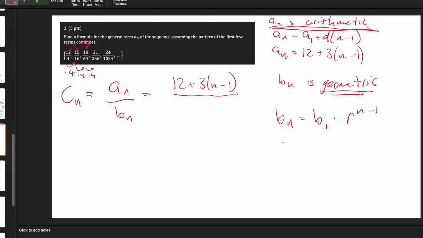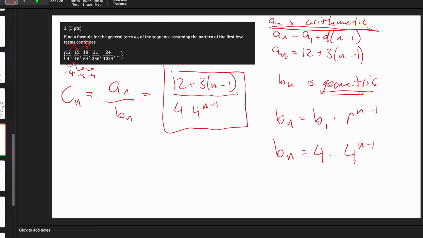That means that, in this case, b sub n will be equal to, let's see, what's b sub 1? 4 times, common ratio is 4, to the n minus 1. And you just plug that in. And this is it. You could simplify the top and the bottom, but you don't really have to. This will get you full marks on the exam.